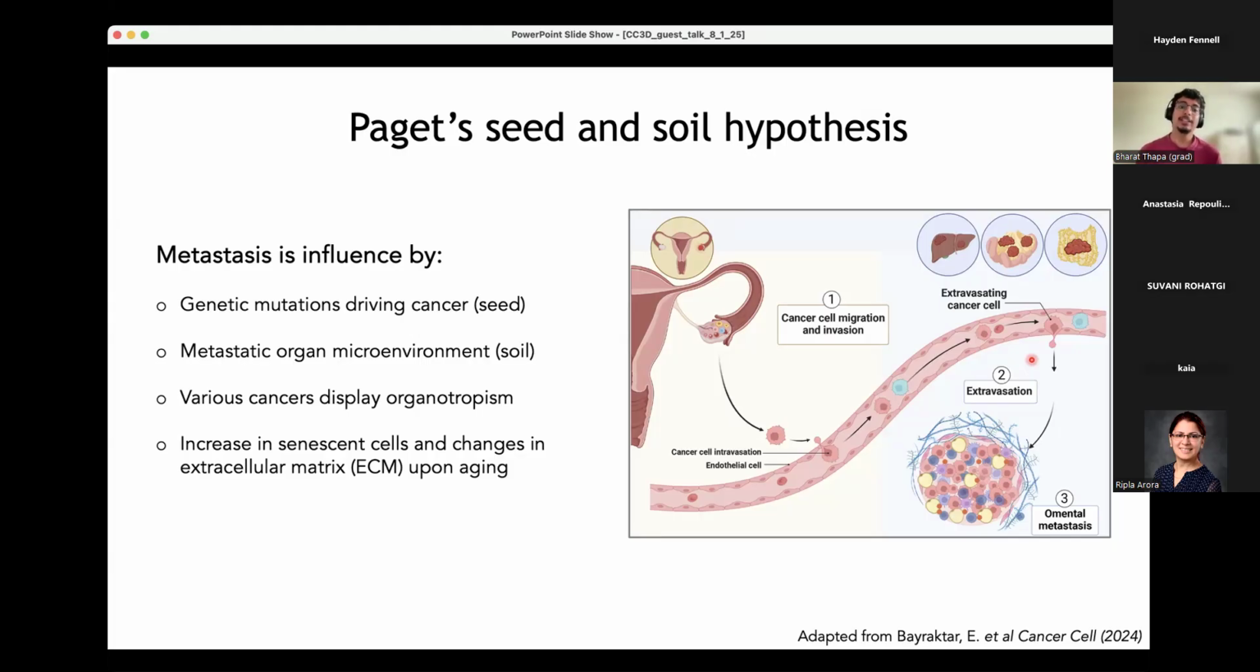But Paget had come up with this idea that not just that, what is happening to the tissues where the cancer can migrate also determines the invasiveness of the tumor, which actually makes sense.